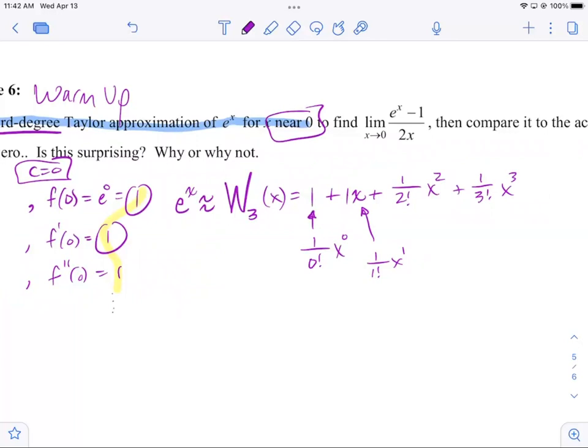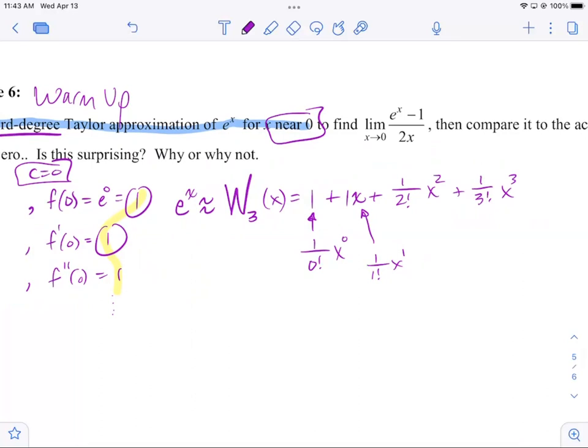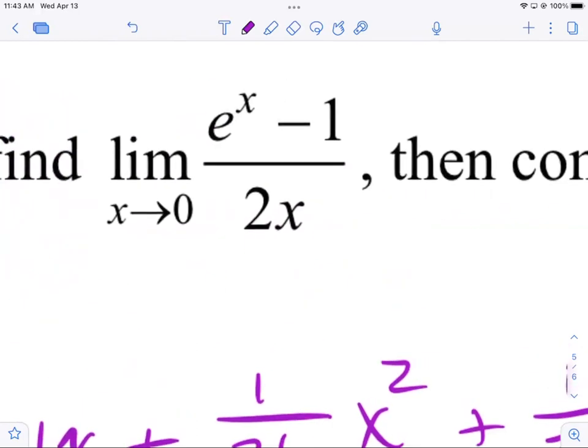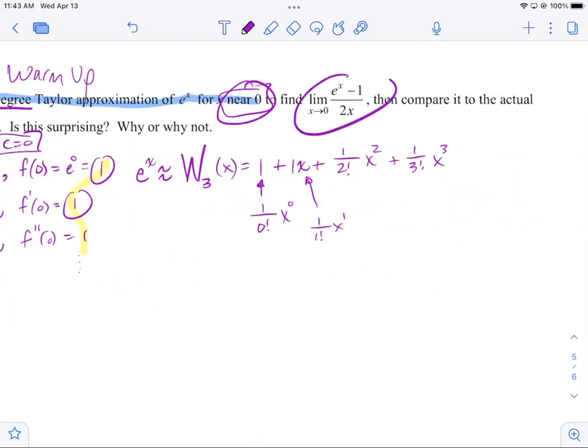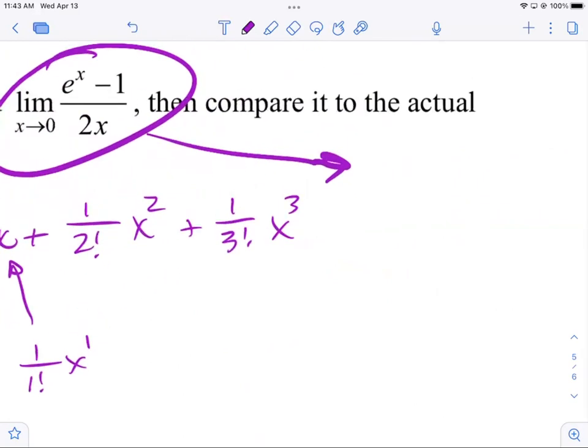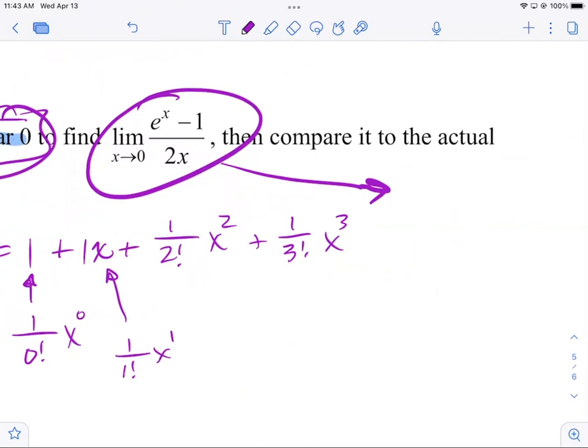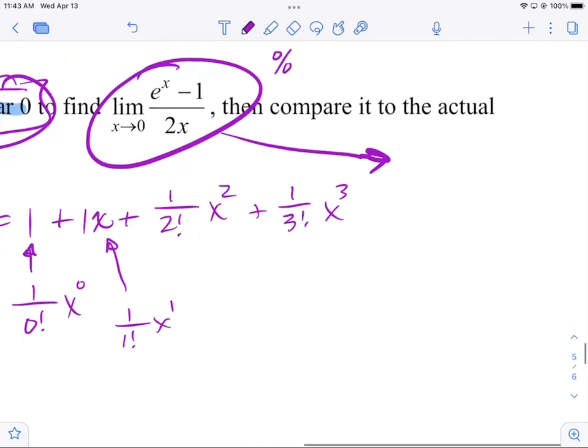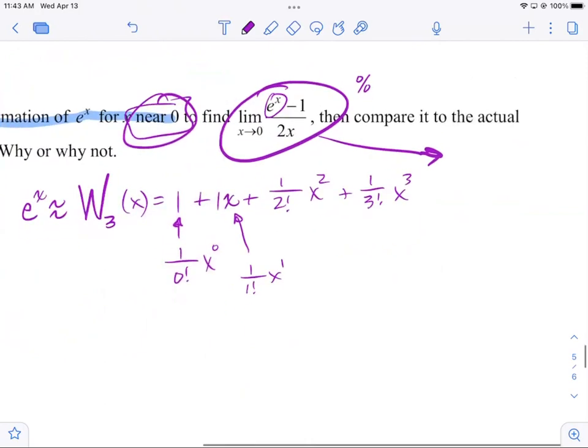And of course, we can use this third degree polynomial to approximate values of e to the x, which is transcendental, near 0. And that could be useful for something like evaluating a limit. Let's try it out. If I were to evaluate this limit, first, we use direct substitution. What do we get? We get 0 over 0. Now we could use L'Hopital's, but let's try it a different way. Let's try substituting this in for e to the x.